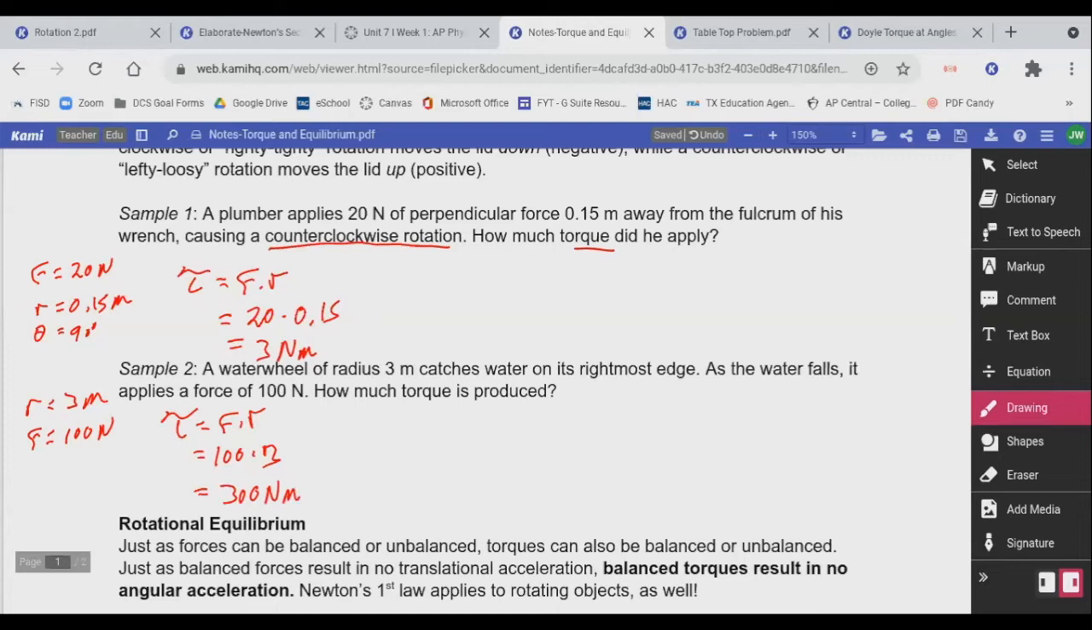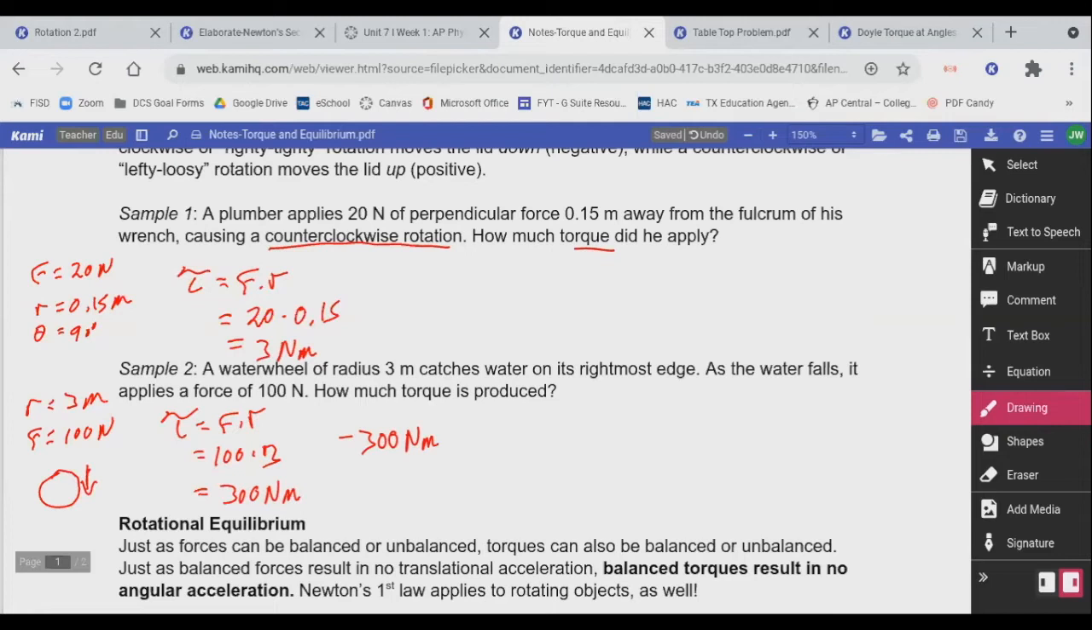And if it's applying it to the rightmost edge, okay, so here's my water wheel. And then it catches water going this way, right? And that would be rotating, that's clockwise. So our torque should be negative 300 Newton meters. Now, that's right, correct? Yeah, that's right, because it's going to be going clockwise. So it's something to pay attention to.